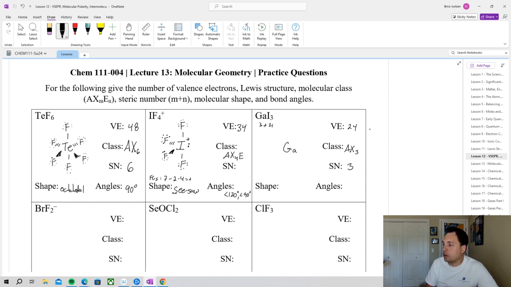This will be 3, and this will be a trigonal planar shape with 120 degree bond angles. So we'll draw the iodine above or below, it doesn't matter. We can just use that Y notation. Everything's 120 degrees apart. And then we're done with that.